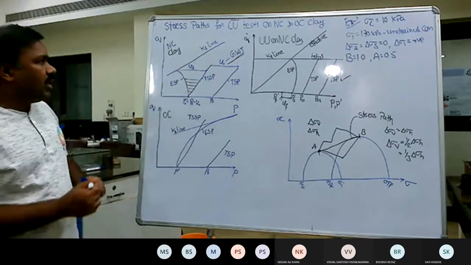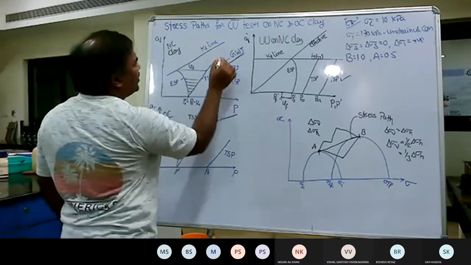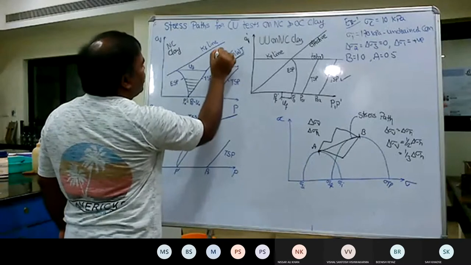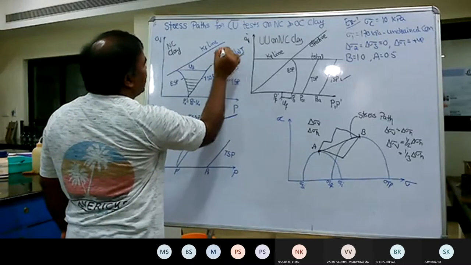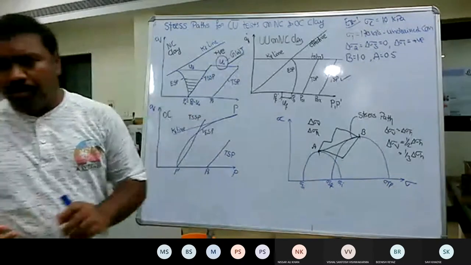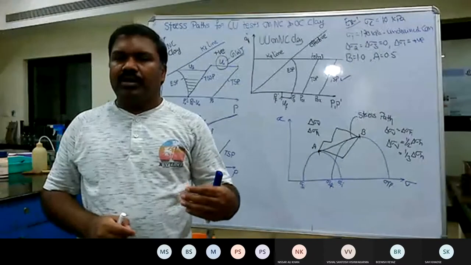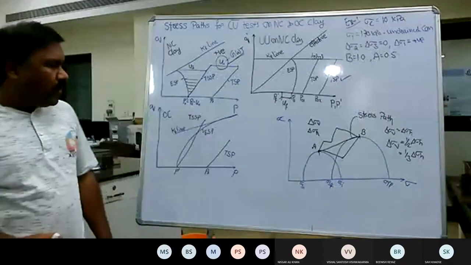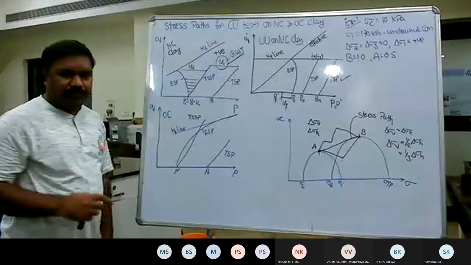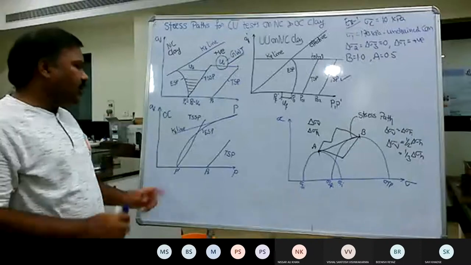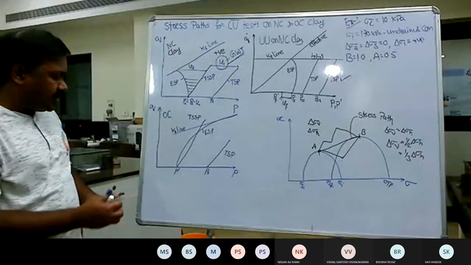Now in case of the normally consolidated clay, the pore water pressure is always positive, meaning thereby that the moment you close the valve, the water starts bearing some amount of the load. But in over consolidated clay, it's the reverse. So initially only a small amount of pore pressure develops.